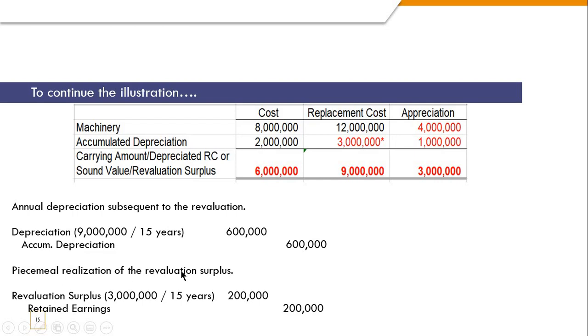Now, yung piecemeal realization of the revaluation surplus naman is, dahil 3 million ang revaluation surplus, i-divide mo din siya by the remaining useful life of the machinery. Divide 15. So, debit mo revaluation surplus, credit mo retained earnings, no, for 200,000. Ayan. So that's 3 million divided by 15, no? That's 200,000.